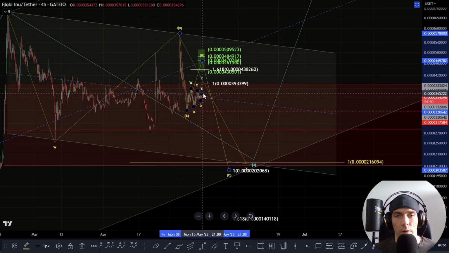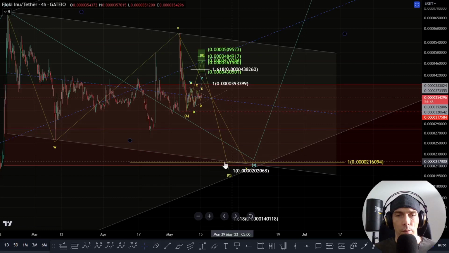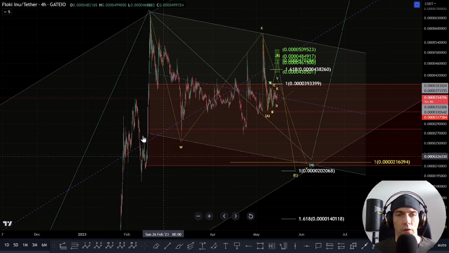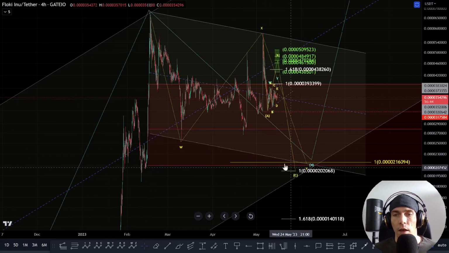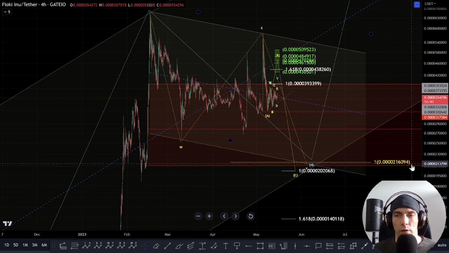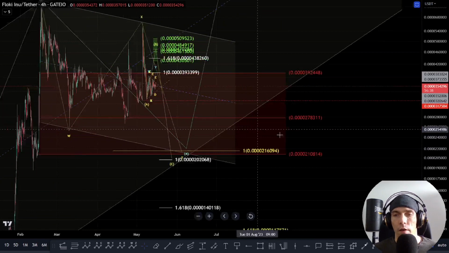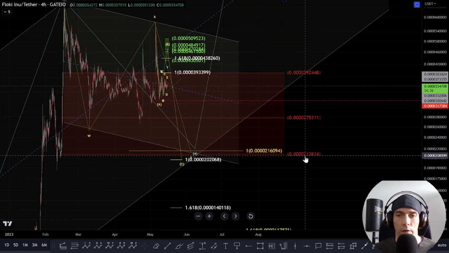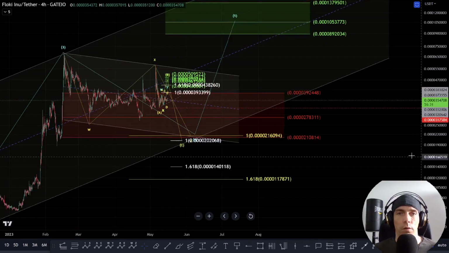If we do actually directly break down here, I will be looking for the bottom of this channel, as well as the structure over here to offer support, as well as this 1-to-1 over here of this 216049. The 50%, like I said here, is this 210814. So this could be a zone we actually look to find support.